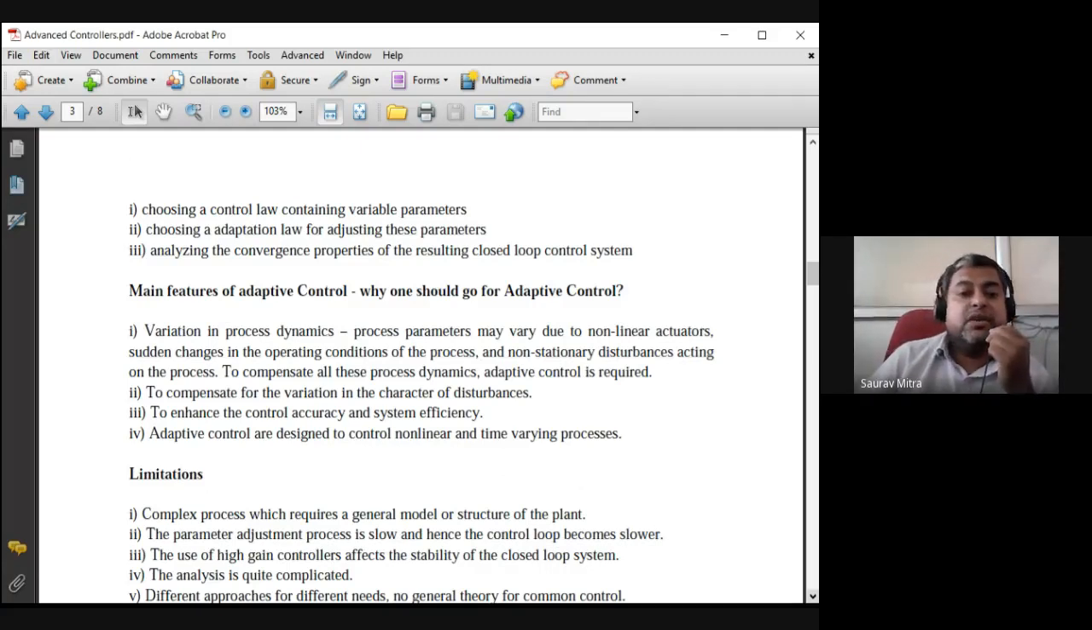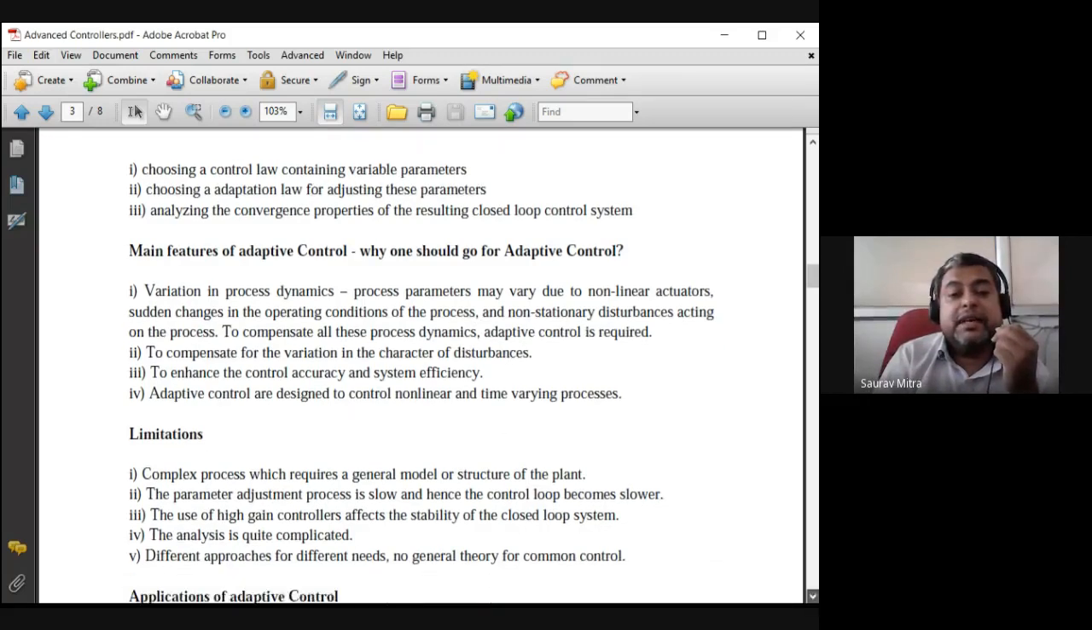So choosing a control law containing variable parameters and choosing an adaptation law for adjusting this parameter. And third one is analyzing the convergence process of the resulting closed loop control system. So we can apply machine learning here, that is deciding the control law and deciding the adaptation law for the parameter, for minimizing the variation in the control output. So that is the main feature of the adaptive control.